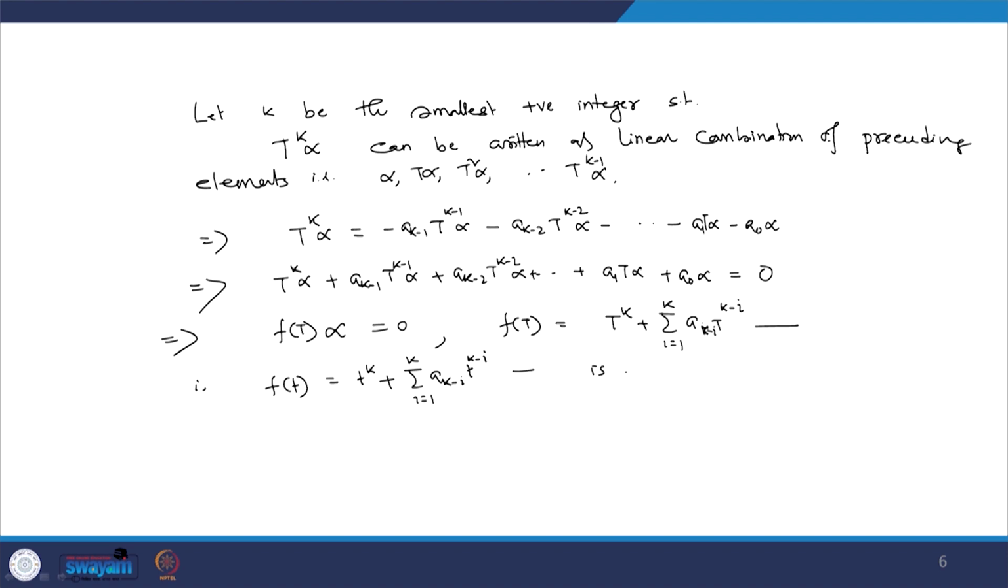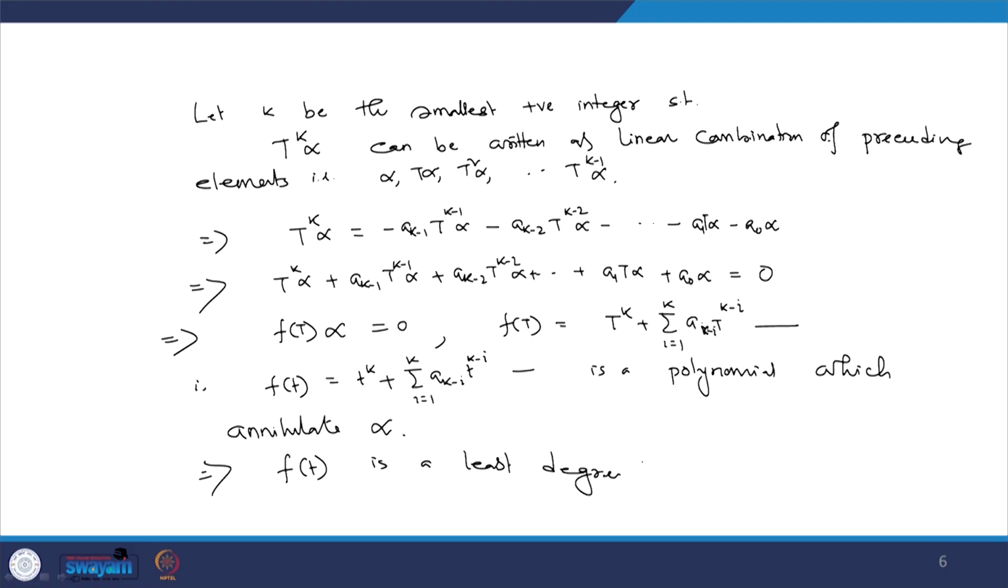The polynomial which annihilates alpha. Not only alpha, I will say that this f t is the least degree polynomial such that f t of z alpha t, okay, is equal to 0.